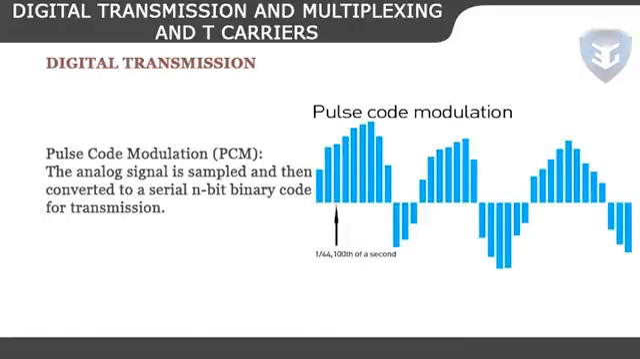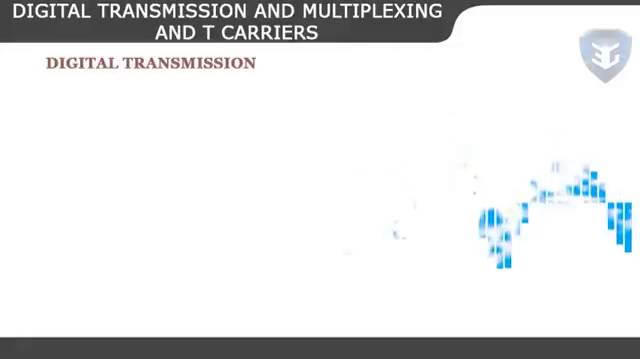Pulse code modulation, or PCM. The analog signal is sampled and then converted to a serial n-bit binary code for transmission. Each code has the same number of bits and requires the same length of time for transmission.